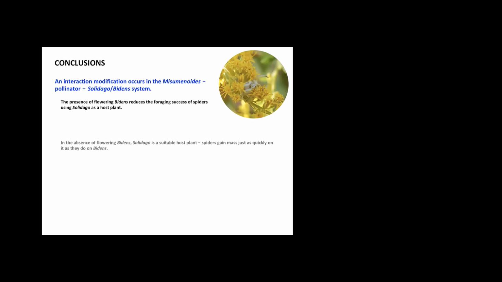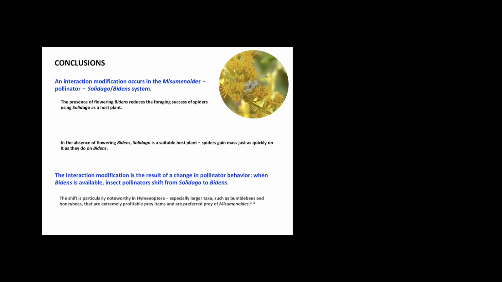In the presence of flowering bidens, the foraging success of spiders on solidago host plants is reduced, but in the absence of flowering bidens, solidago is a perfectly suitable host plant for the spider. This interaction modification is being driven by changes in pollinator behavior. Basically, when flowering bidens is available, the insects shift from solidago over to bidens. The shift is particularly pronounced in Hymenoptera, especially the larger taxa such as bumblebees and honeybees, which are the most profitable prey items for these spiders, and the honeybees are a definite preferred prey item.